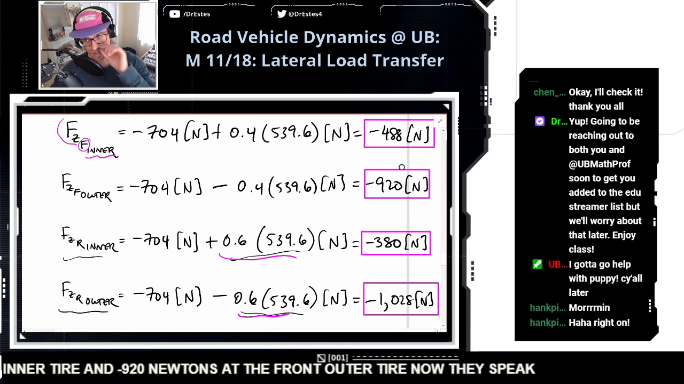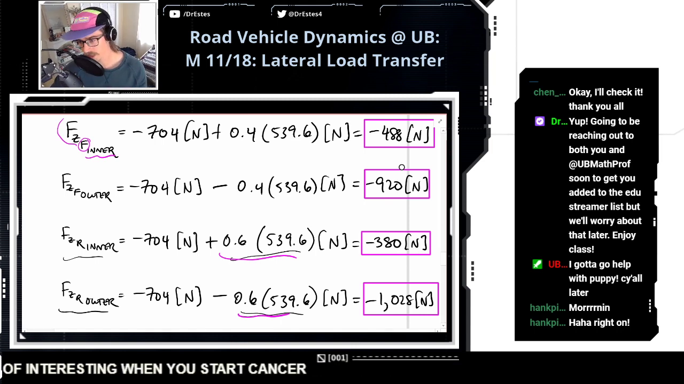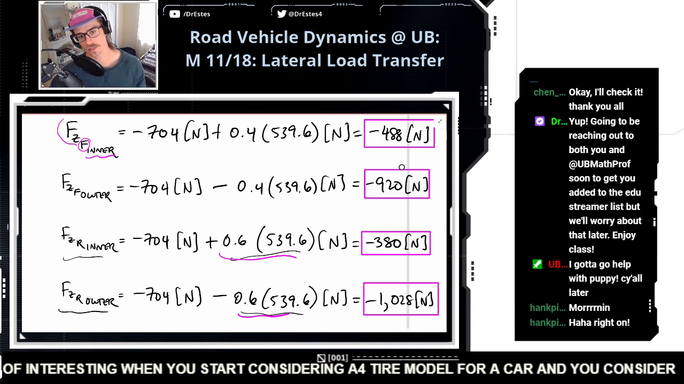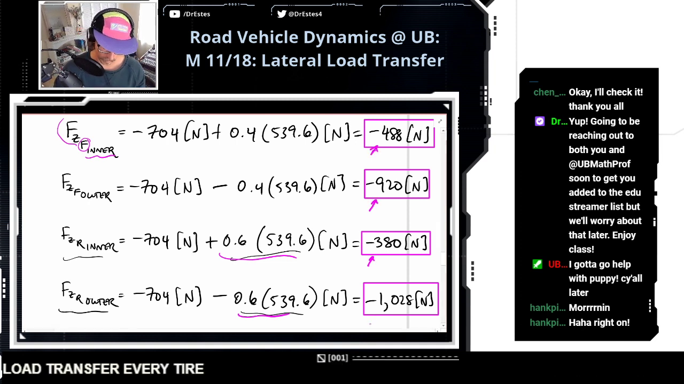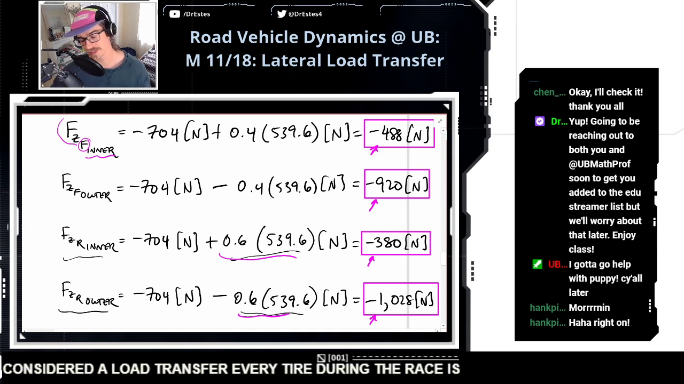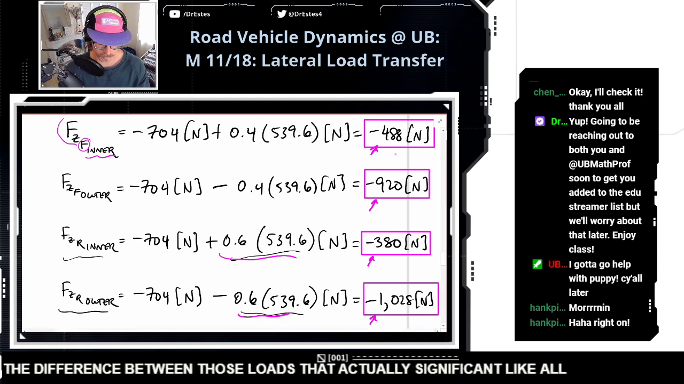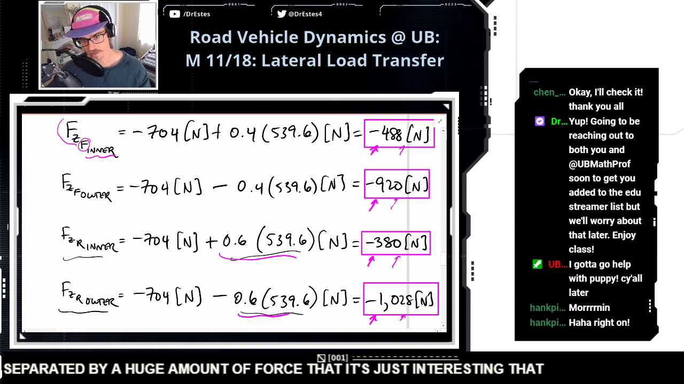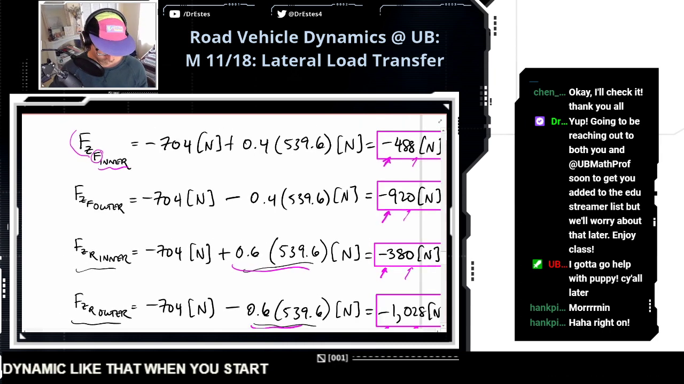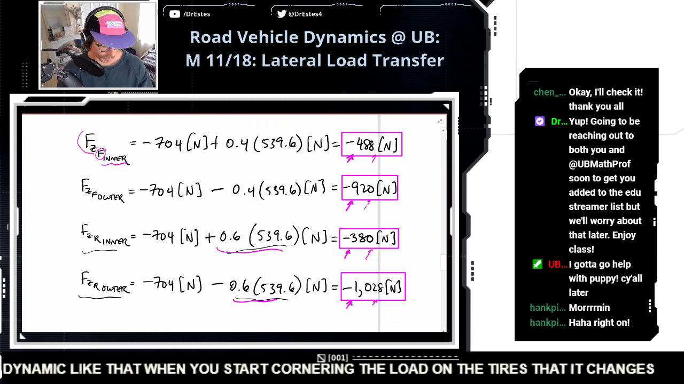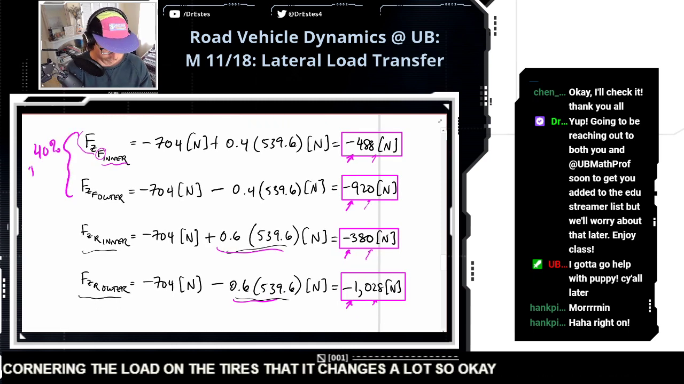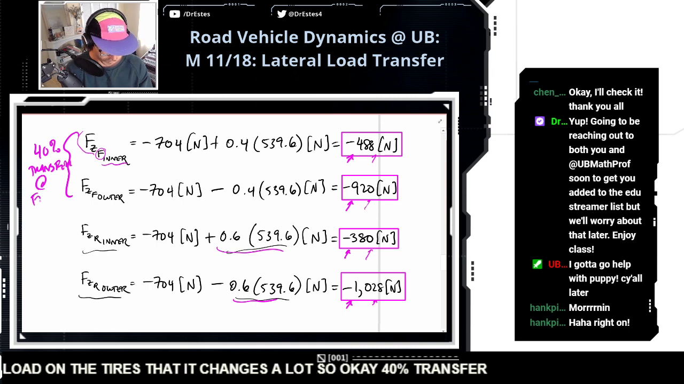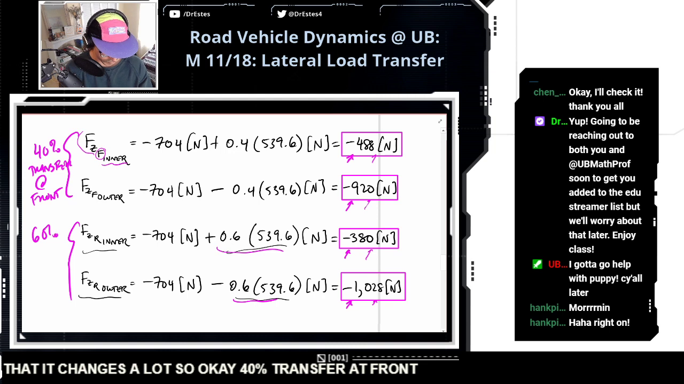Now this gets kind of interesting when you start considering a four tire model for a car and you consider load transfer. Every tire during a race is loaded differently. And the difference between those loads is actually significant. Like all of these are separated by a huge amount of force. And it's just interesting that racing is really dynamic like that. When you start cornering, the load on the tires changes a lot. So, okay, 40% transfer at front, 60% at rear. That's what we're showing right there.